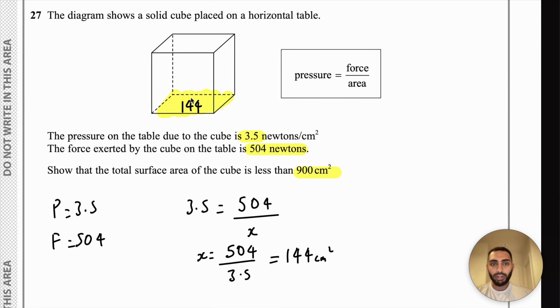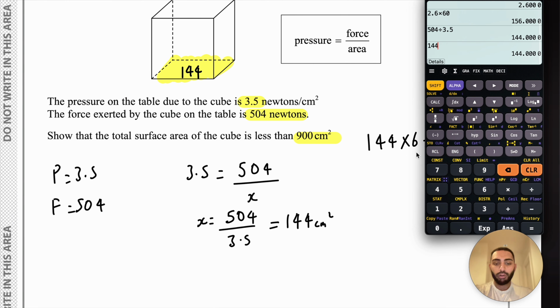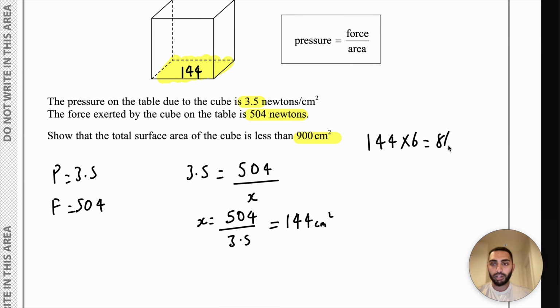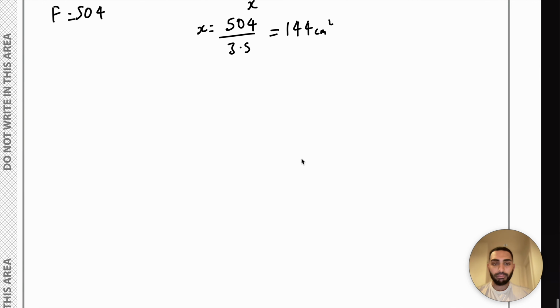So how many faces do we have in a cube? We have 2, 4, and 6. So 6 faces altogether. I'm going to multiply the area of one of the faces by 6, and hopefully it should give me an answer less than 900. So 144 times 6 is 864, and yeah, it's less than 900. So 864 is less than 900, so we've just proved that.